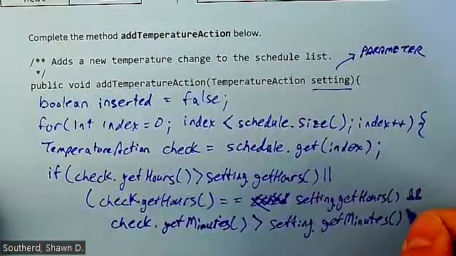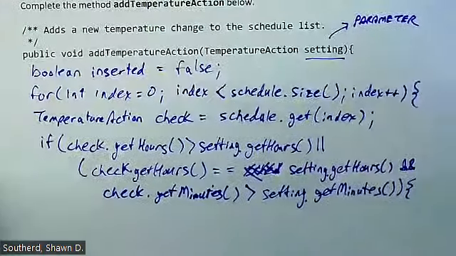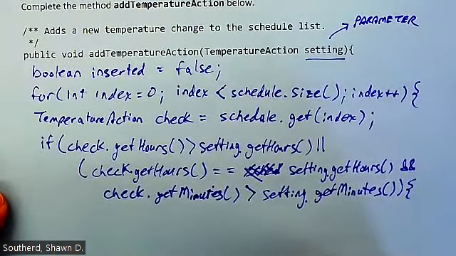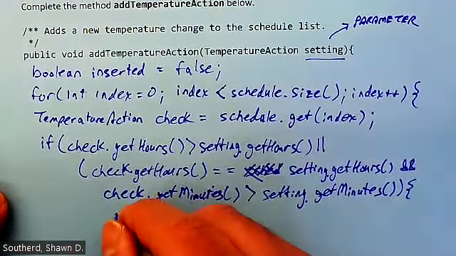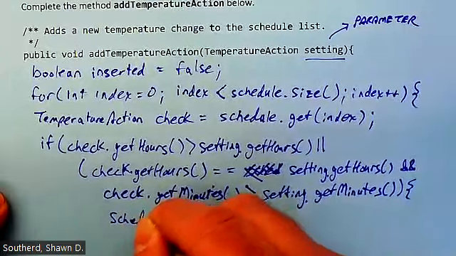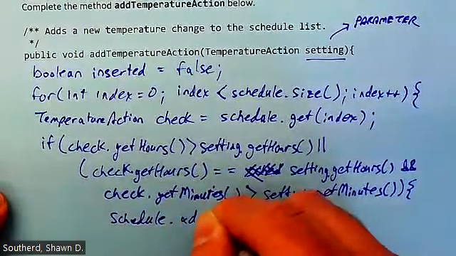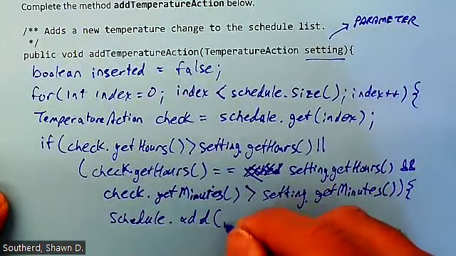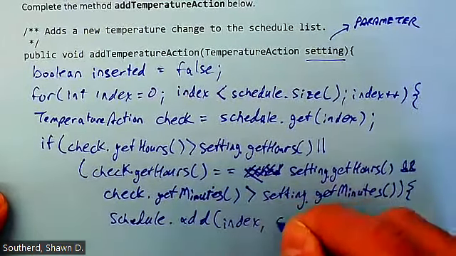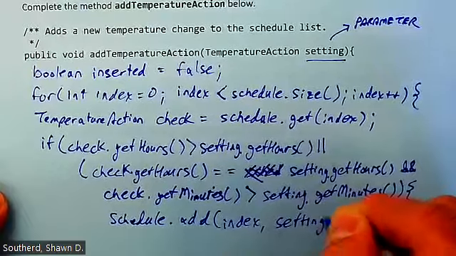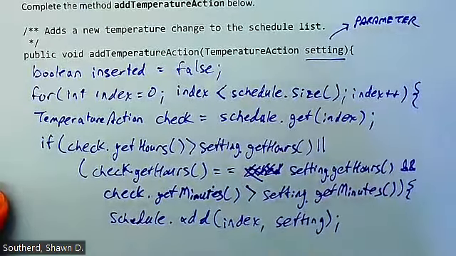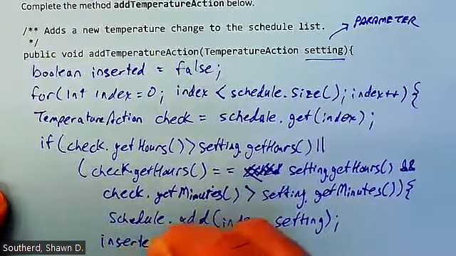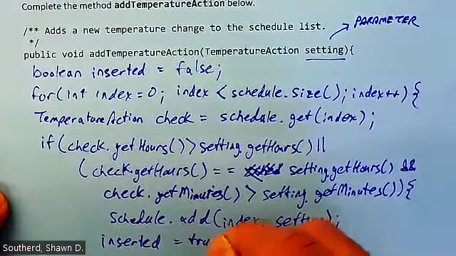So when that's the case, now I want to trigger what happens next for my code, which is we're going to go ahead and add now at this point to the schedule. So I'm going to do schedule array list dot add, and we're going to add the index that we're on, the actual new setting that we have. All right, so we're going to go ahead and add that. And then I also need to set inserted equal to true now, because it's been inserted.